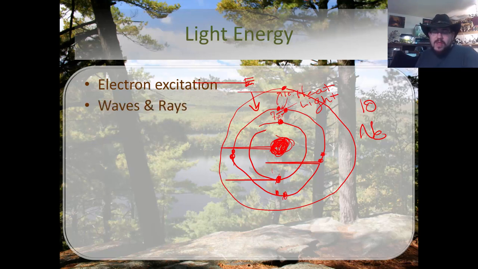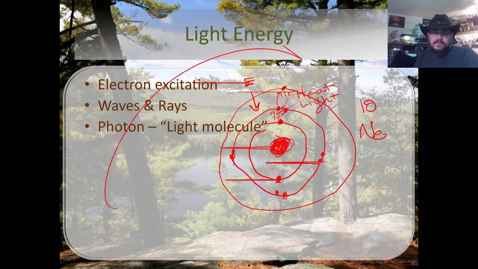All right, so light travels as waves and rays, carrying energy. The energy from light is carried by something called a photon. You could think of it as a light energy. It's not a molecule, but it's a unit. A little unit of light energy. So that's a photon. A unit of light energy. It has no mass, so it's not matter. It's just energy from light.